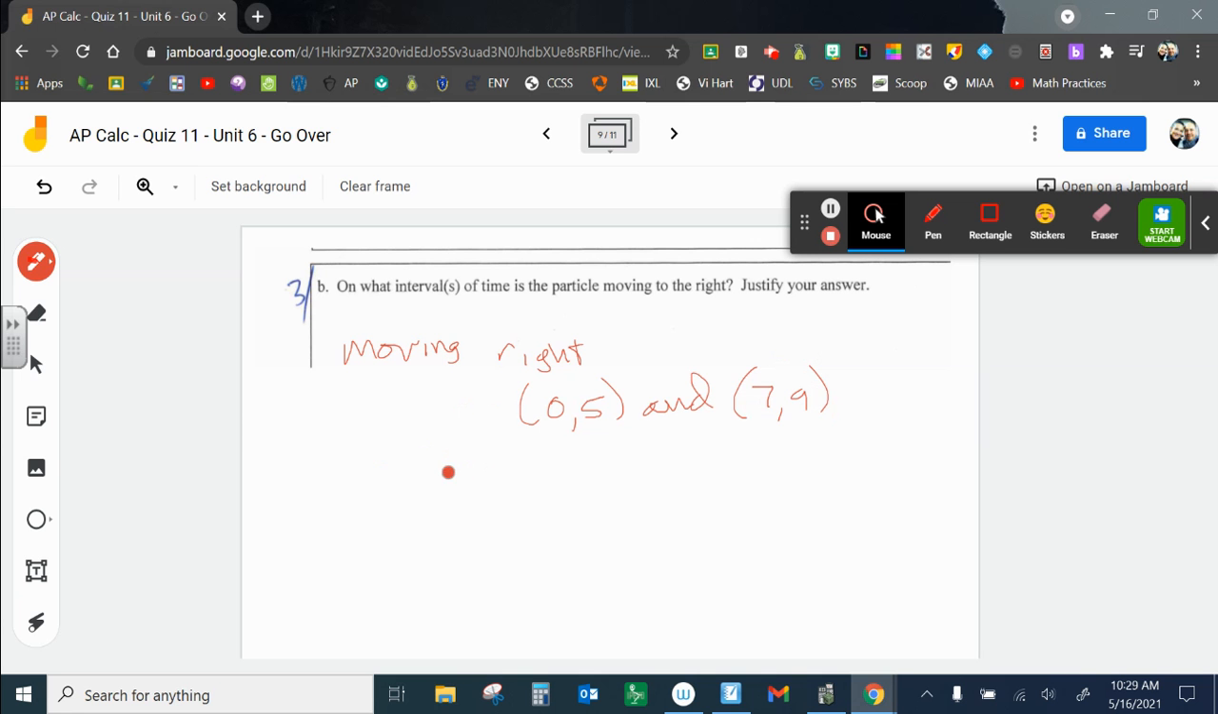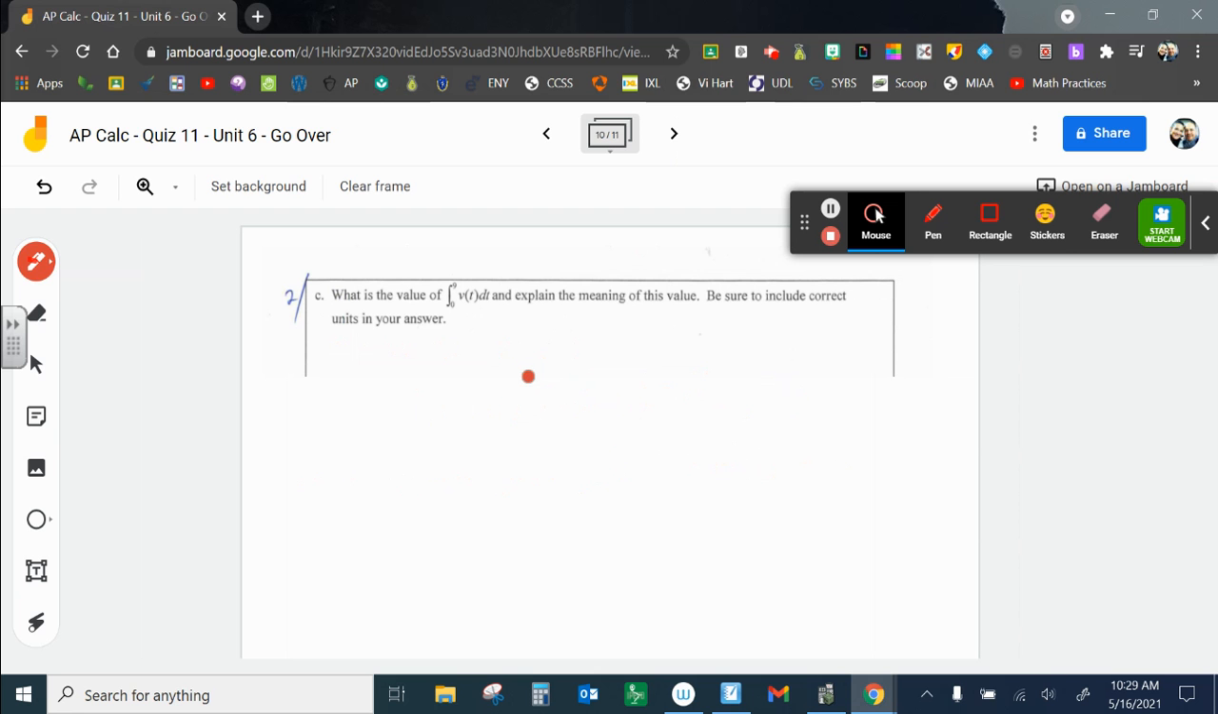Okay, and how do I know that? Moving right when the velocity is positive. V of t is greater than 0. Perfect.